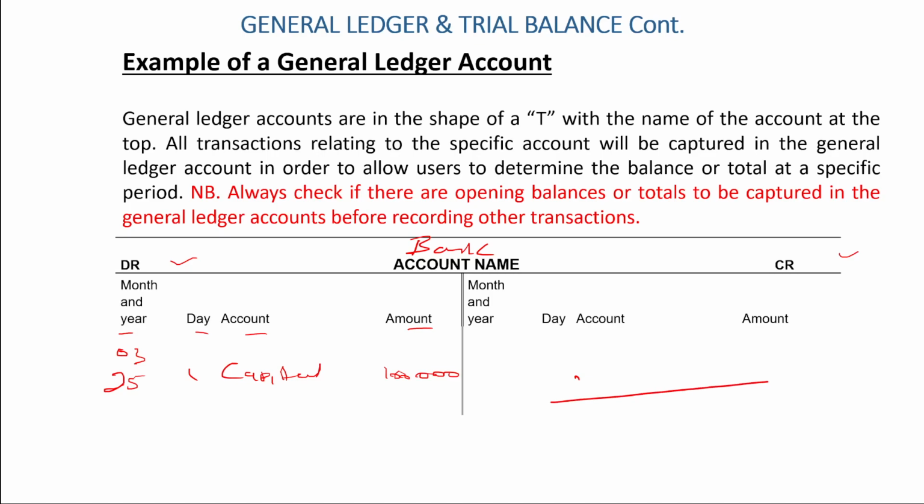This means that when we go to the capital account, we're going to go to the credit side and write that money was deposited in the bank account on the third month of 2025 on the first, and the amount is 100,000. So this is how we get to record.